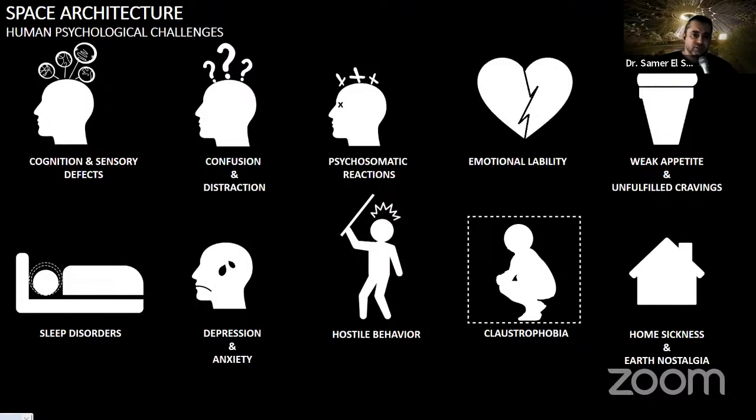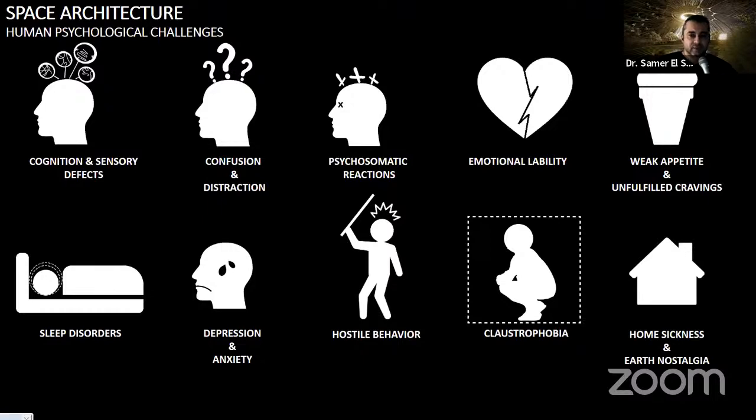The psychological challenges are a little bit more. They start from cognition and sensory defects, confusion, distraction, psychosomatic reactions, emotional liability, weak appetite, unfulfilled cravings, things that you miss on Earth, homesickness, Earth nostalgia, claustrophobia, and hostile behavior, which was proved during the behavior of the astronauts, depression and anxiety, and these are two different problems. Depression is not anxiety, by the way. And of course, sleeping disorders due to jet lag and the absence of the circadian rhythm. But I always believe that smart design and good design could solve like 90% of those problems.